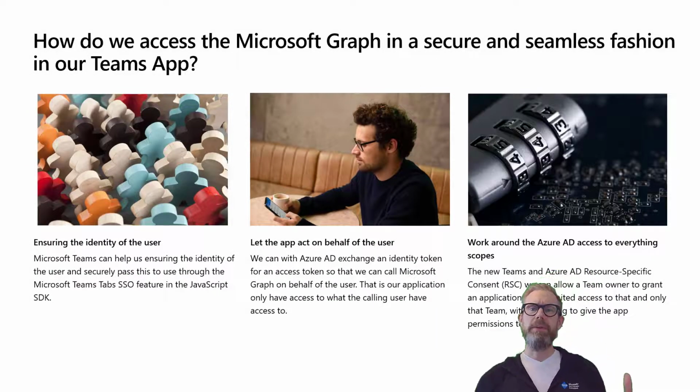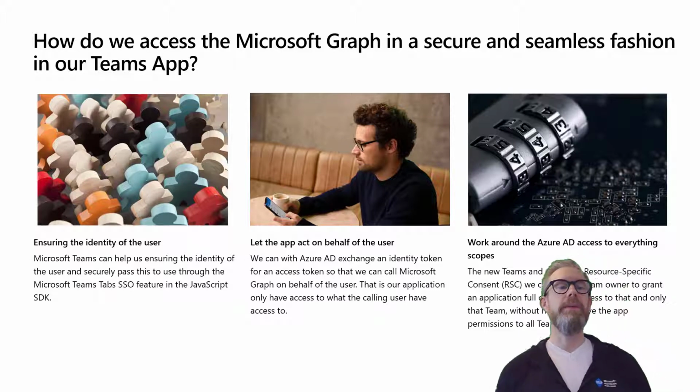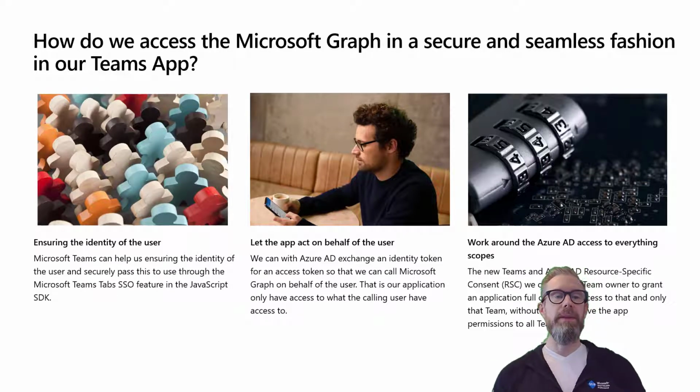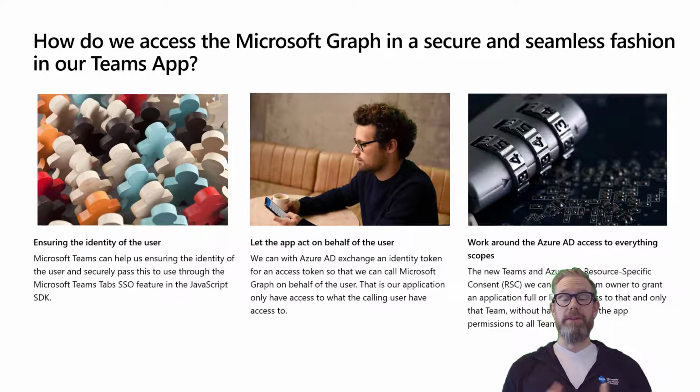So I will do this in 3 different steps. The first one is the configuration, how to set up and how to ensure the identity of the users. In this case, we will use a tab, and that tab will use a JavaScript SDK to ensure that the user is who he or she says he is. And with the use of that identity, we can then let our application act on behalf of our user. So we can register our application in Azure AD. We can tell it that we want to be able to exchange that identity for an access token, which we can use to call into Graph.